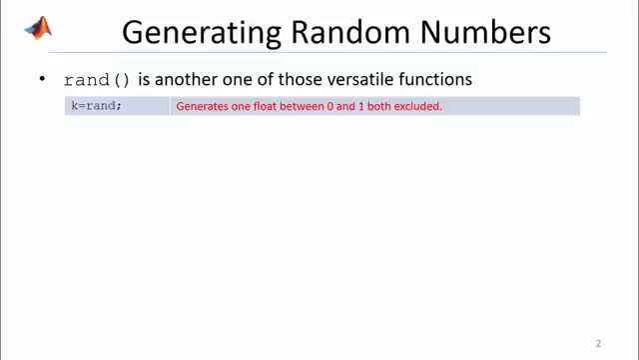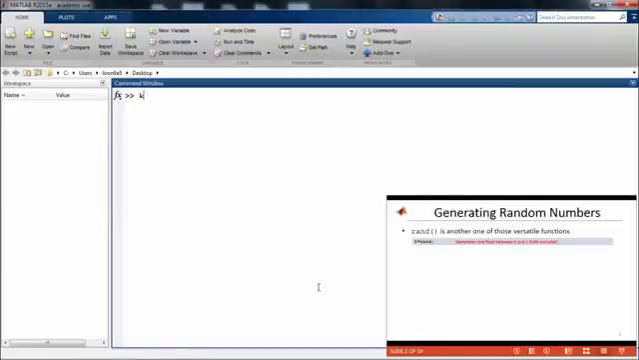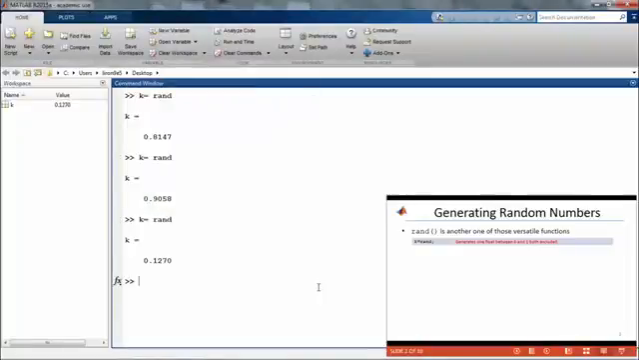If I use it the most basic way possible, rand, and that is it, then it'll generate one float between 0 and 1, both excluded, and that's all it'll do. For example, k equals rand: 0.8147. If I do it again, 0.9058. Again, 0.1270, 0.9134. So you notice I'm never close to anything other than 0 or 1. I'm in between those two things. And that's it. That's all rand does.